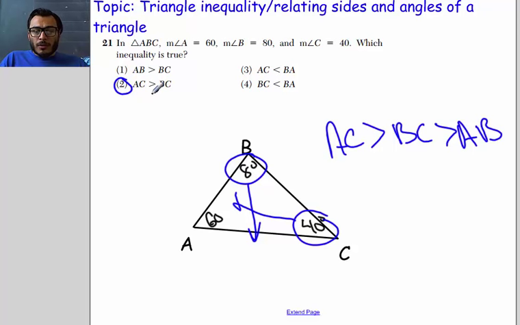Choice 2 is the only one that says something that's true, right? It says AC is bigger than BC, and that's true. Choice 1 says AB is bigger than BC. That's not true. AB is the smallest side. Choice 3 says AC is less than BA. That's not true. AC is the biggest side. And choice 4 says BC is less than AB, and that's not true either. Side BC is bigger than AB.